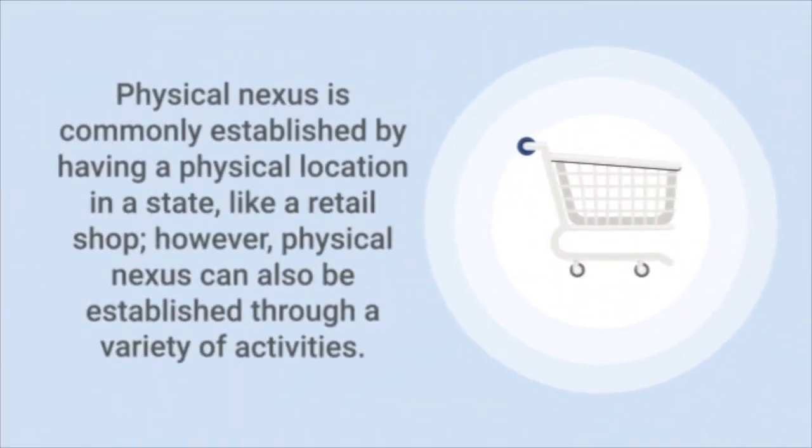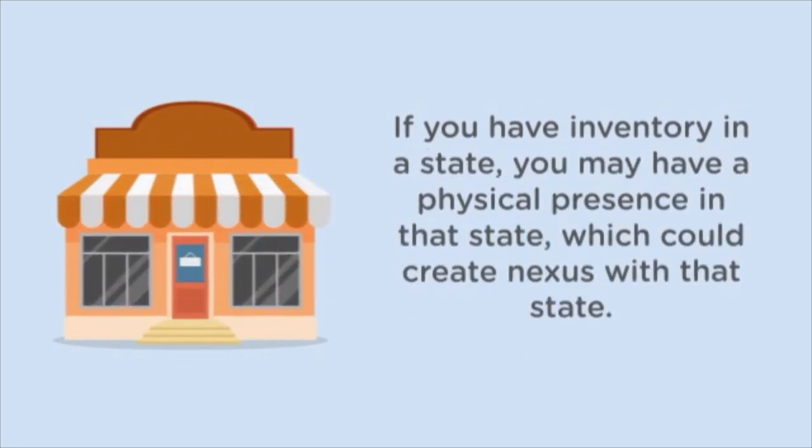There are two types of nexus. Physical nexus is commonly established by having a physical location in a state, like a retail shop. However, physical nexus can also be established through a variety of activities. For example, if you have inventory in a state, you may have a physical presence in that state, which could create nexus with that state.